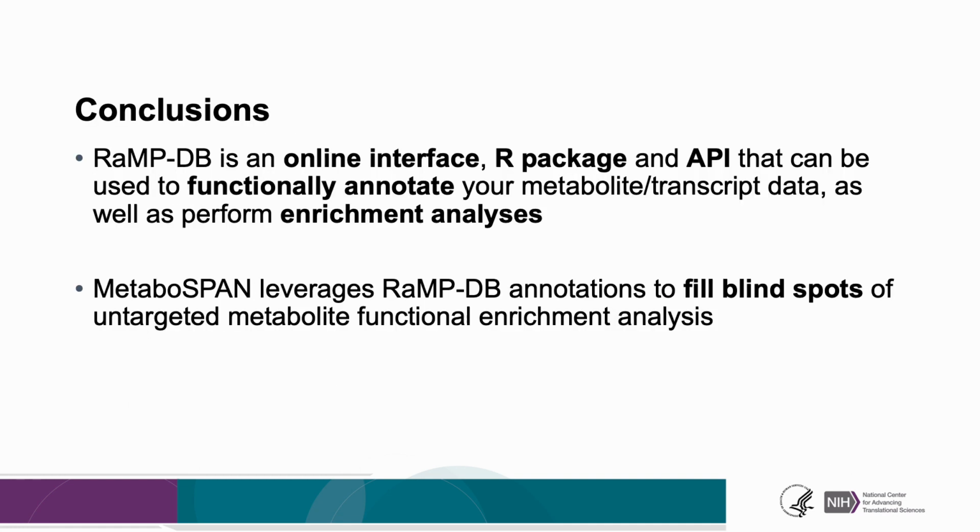In conclusion, RaMP-DB is an online interface, an R package, and an API that can be used to functionally annotate your metabolite or transcript data, as well as to perform functional enrichment analyses, both pathway and chemical class level analyses. RaMP-DB is constantly being developed, provides comprehensive annotations for metabolites, and is usable by both computational and non-computational users. Meanwhile, MetaboSPAN is a novel metabolite functional enrichment workflow that addresses some of the limitations of metabolomics technologies by leveraging RaMP-DB annotations in order to fill in blind spots of untargeted metabolite functional enrichment analysis.